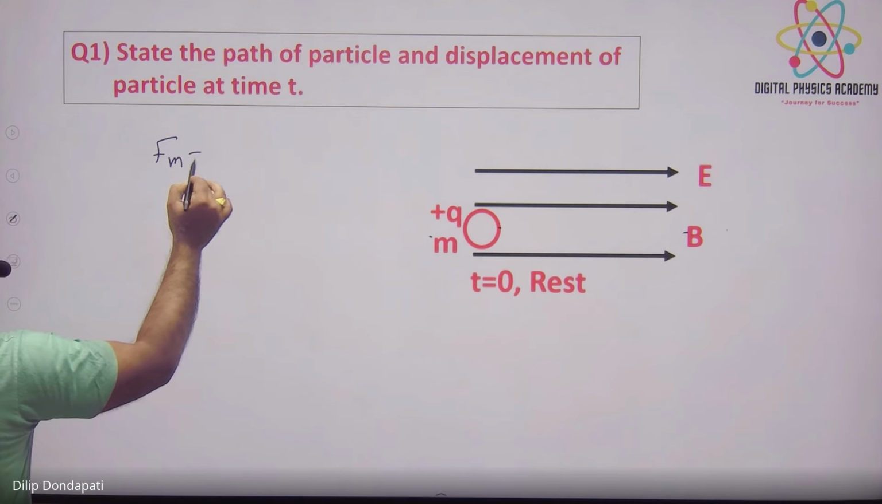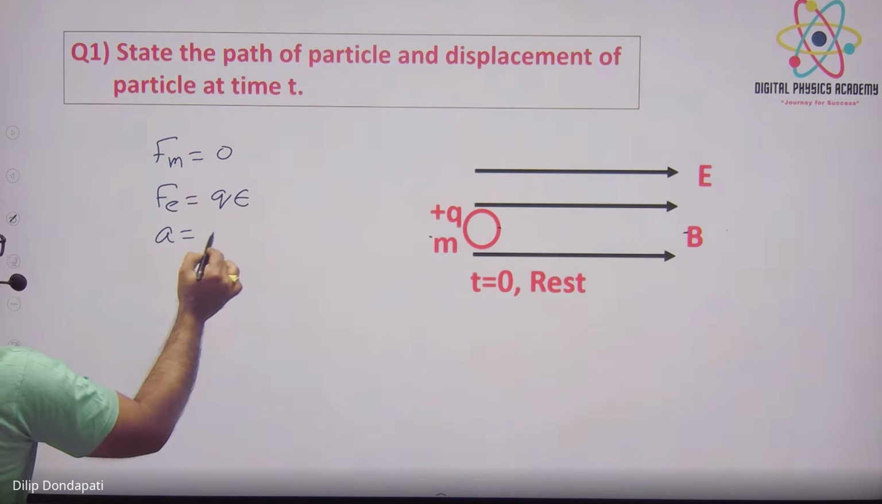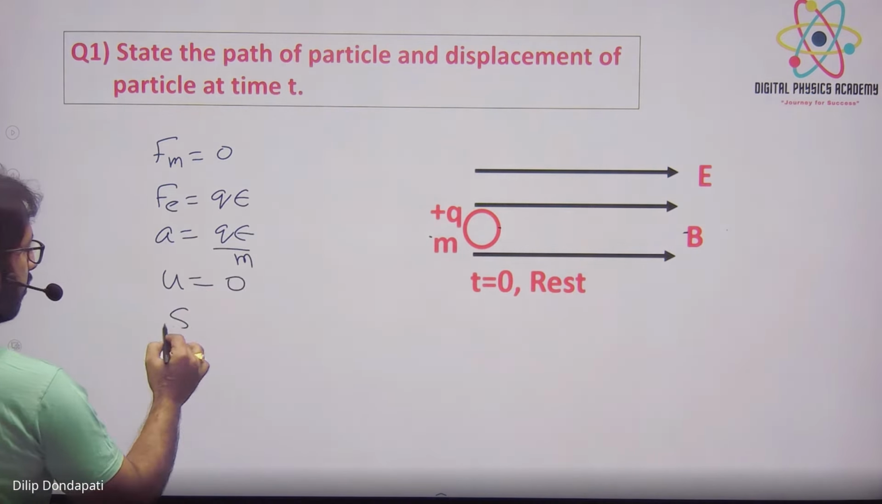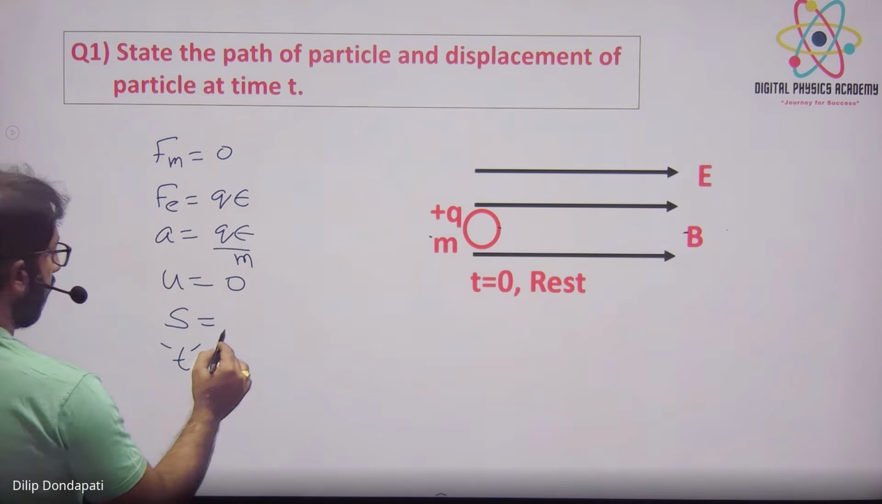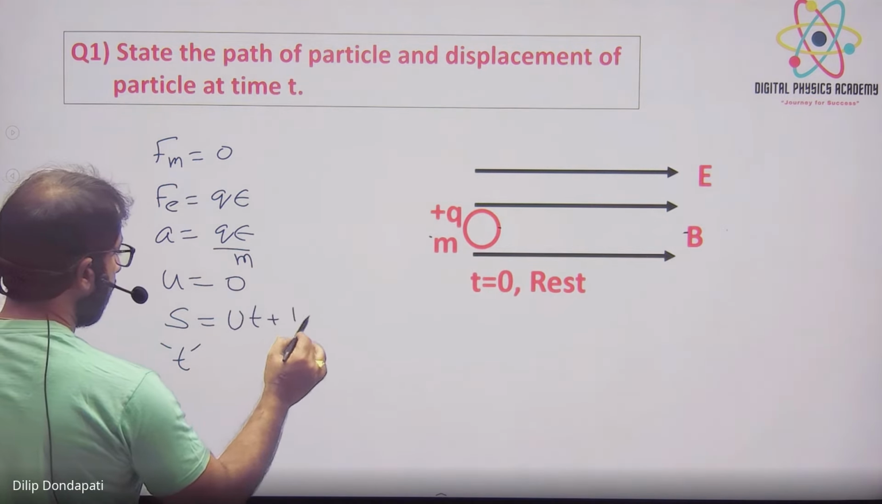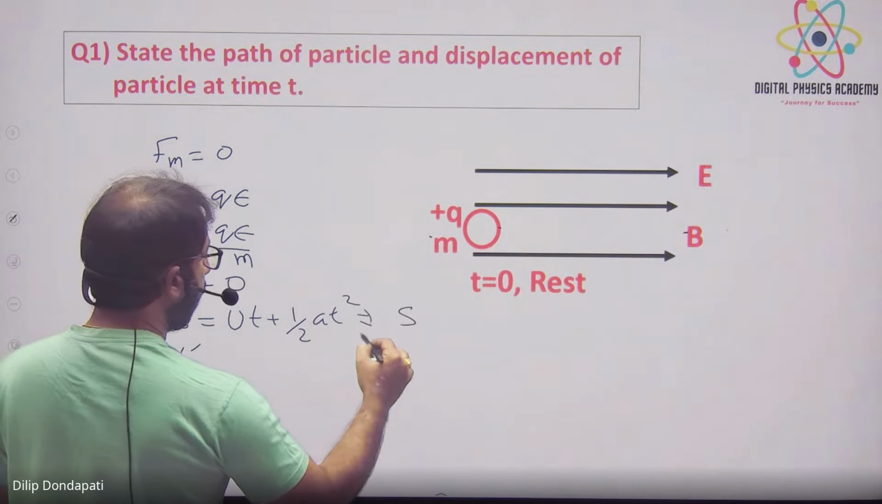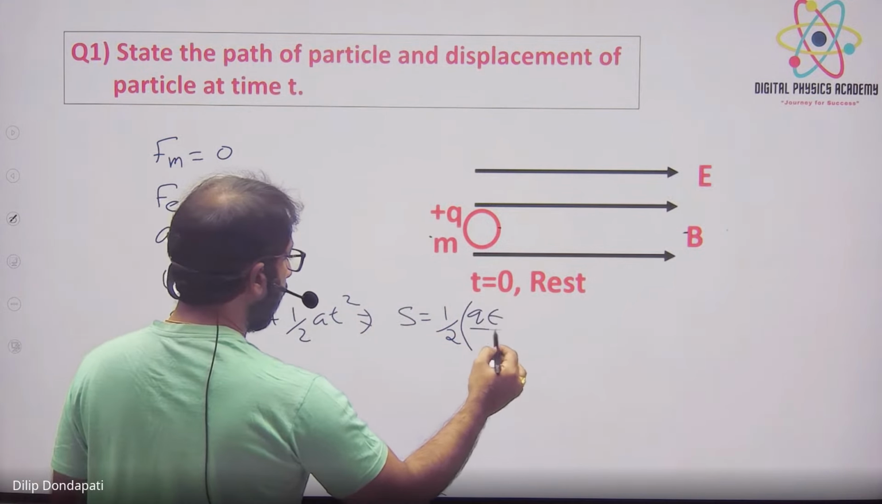Magnetic force तो 0 है, electric force तो QE, and acceleration is QE by m, and initial velocity is 0. Finding displacement after t seconds, time is t. So use the equation of motion and tell me which one is right. क्या सा यूज करेगा? ut plus half at square. So u is 0. So s is equal to half into a के जगह में QE by m into t square.